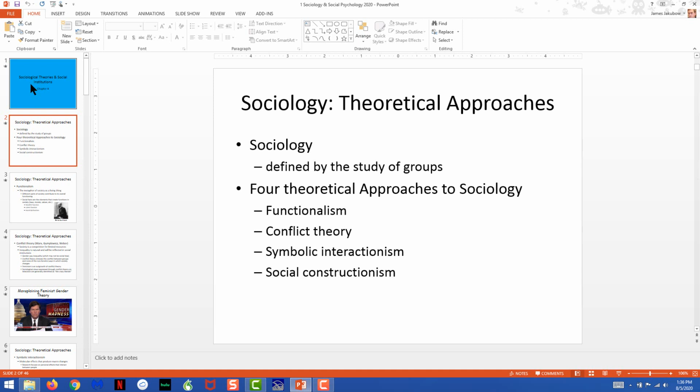Each of these types of theories will seem somewhat familiar to you because much of sociological theorizing has blended itself into society. You frequently hear of it through news media and so forth. So you may actually be more familiar with these things than you're aware.